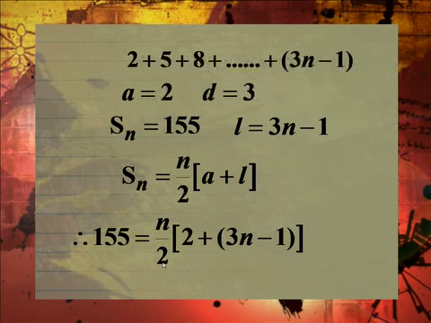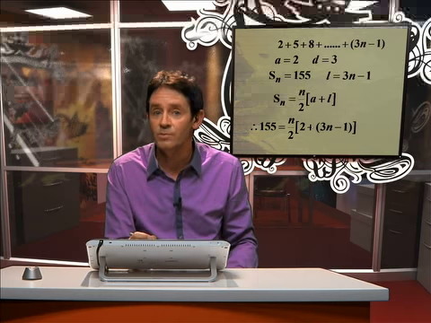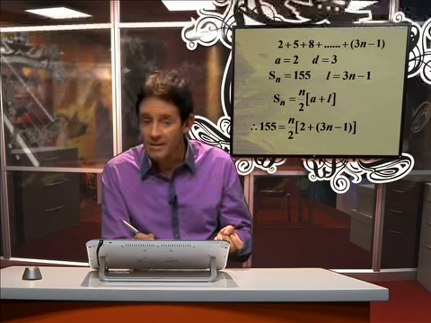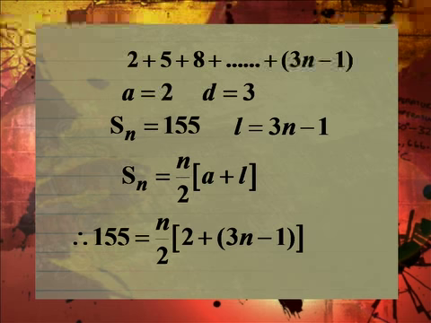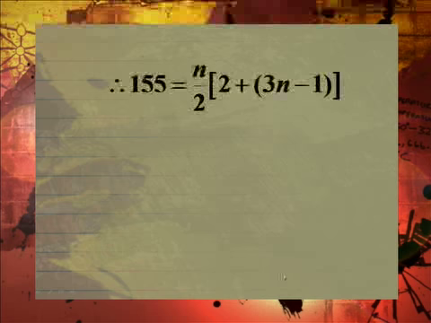n we don't know. The a is, of course, 2. And the last term is this mess, 3n minus 1. So you plug it into the Sn formula. Now all we've got to do is solve for n, because n gives you the number of terms, the number of terms that will give a sum of 155. Stay with me. Now let's look at this funny mess. What can we do? Well, let's tidy up a little bit.